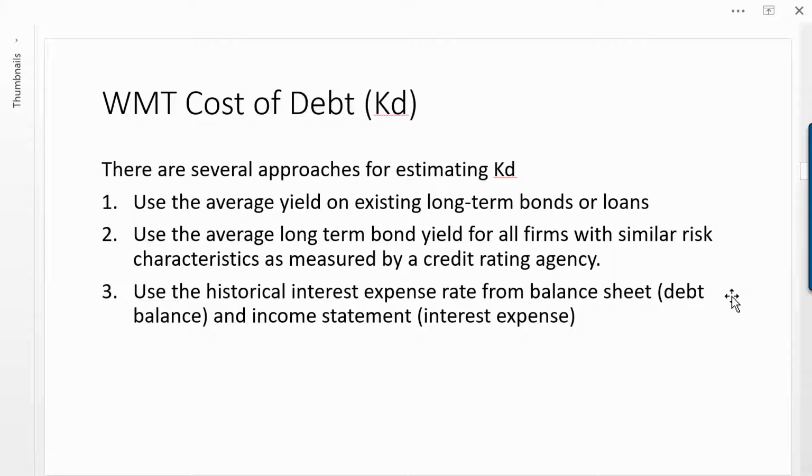You can also look up the credit rating of the corporation's long-term debt, and then find for similarly rated firms what is the average cost of debt for firms with similar risk. And the last method is to use the historical interest expense divided by the debt balance on the balance sheet. So let's look at Walmart.